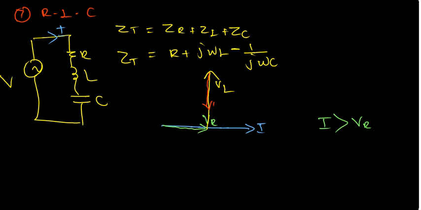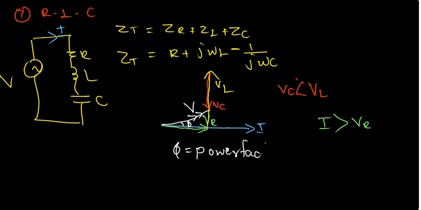In here I took VC less than VL. The V's came from this. This is the V, and it's a phi angle. Phi is the power factor angle. And the eighth one is the parallel RL circuit.